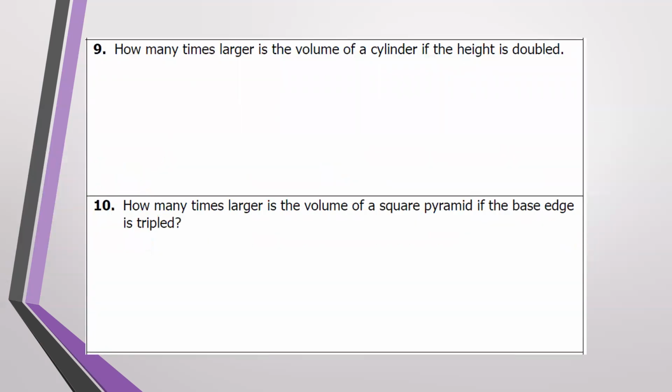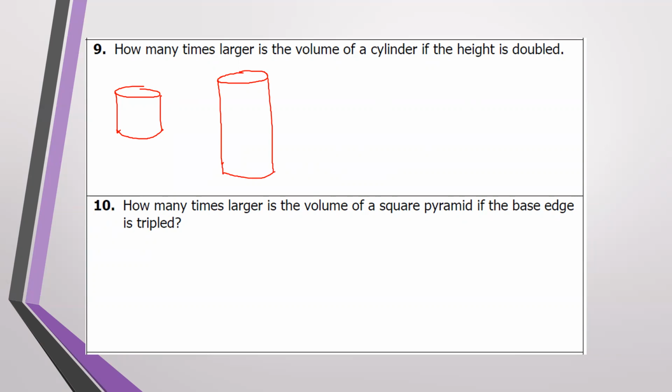So for example, in number 9, how many times larger is the volume of a cylinder if the height is doubled? Okay, so what that means is you have a cylinder, and forgive me, my cylinder is not perfect, but I'm going to double the height, which means the radius isn't changing. The radius is staying the same. The only thing that's changing is its height.